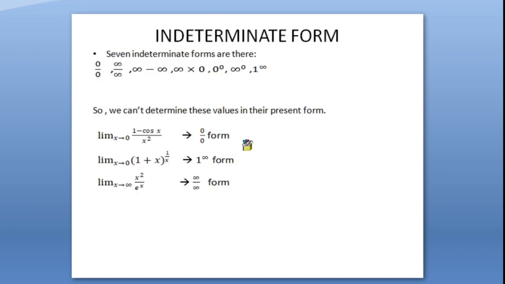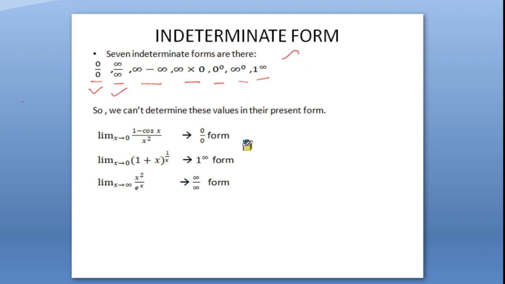Next, some indeterminate forms. Now what is an indeterminate form? In the name it is already written, indeterminate, that means we cannot determine that form. Here 7 indeterminate forms are there. First one is 0 by 0, infinite by infinite, infinite minus infinite, infinite into 0, 0 to the power 0, infinite to the power 0, and 1 to the power infinite. Now these two we can understand, that is 0 by 0, it will always be indeterminate, we cannot determine, and here also we cannot determine.